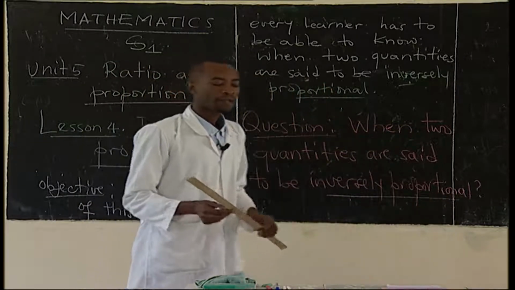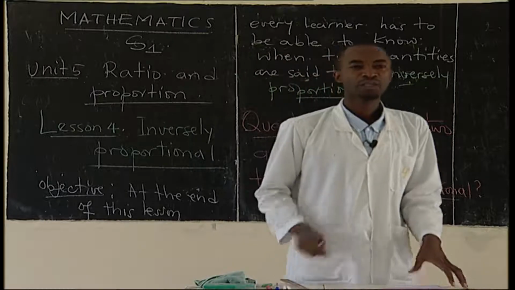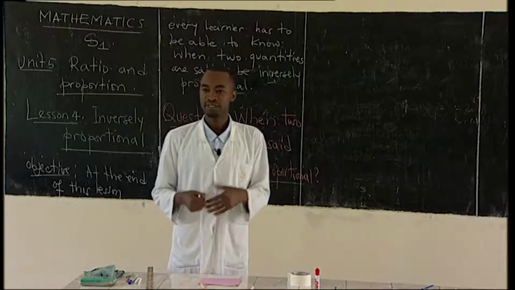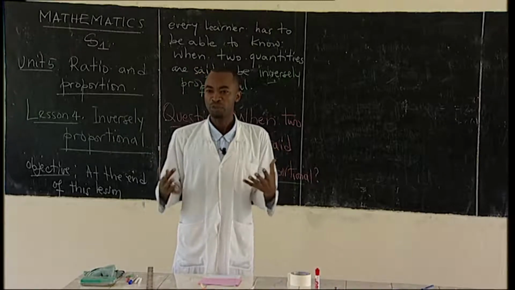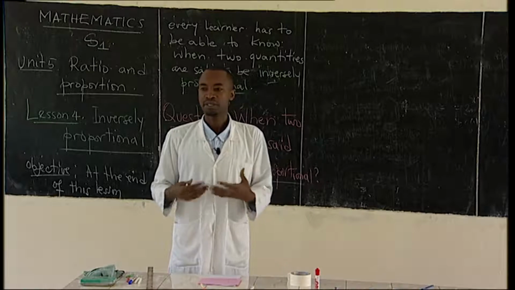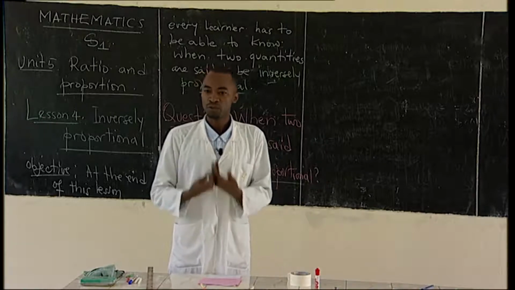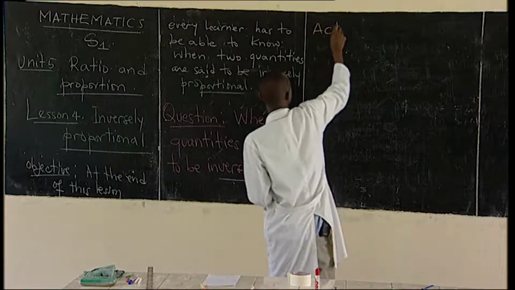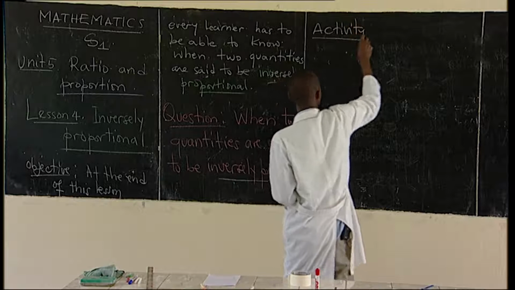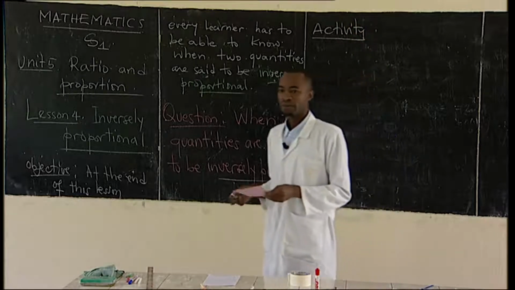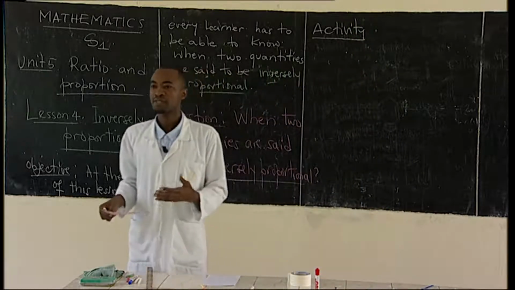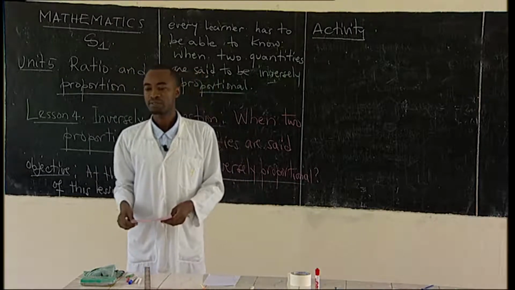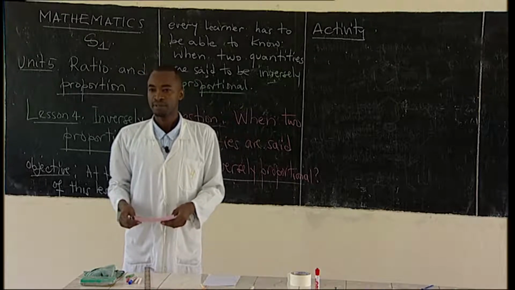You see? Let me give you one activity, and then you try it together. We're going to see the answer of that activity at the end, and then we will be able to understand what is inversely proportional of two quantities. The activity is here. As you remember, this lesson helps us to understand some other lessons of different subjects, like in physics.